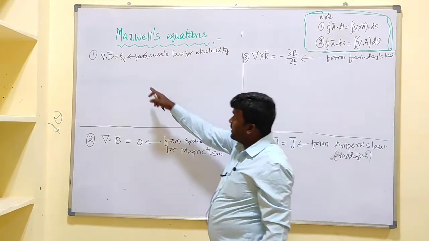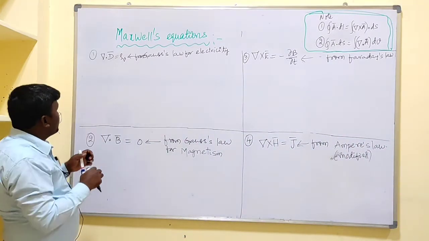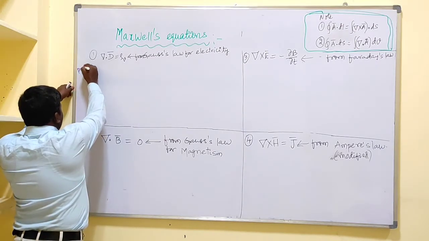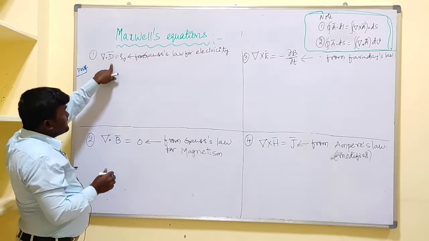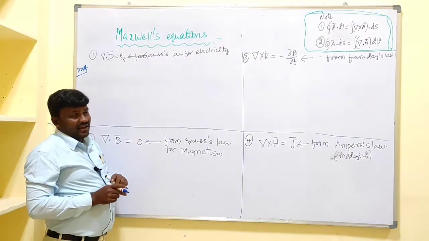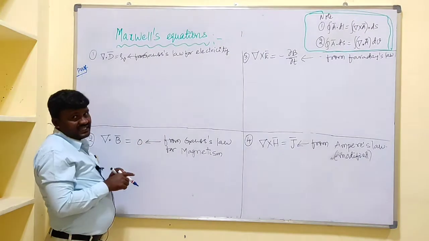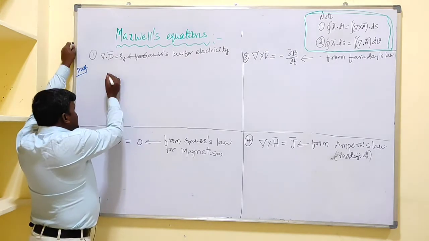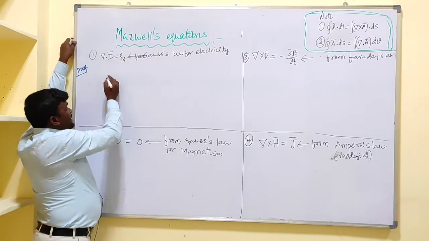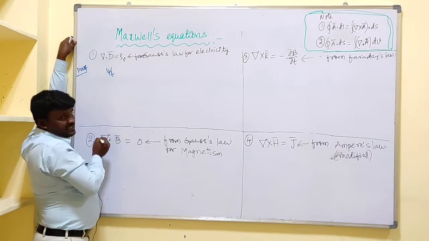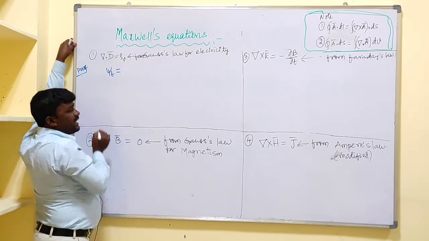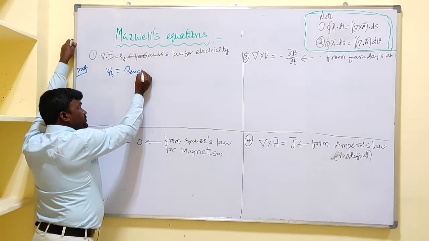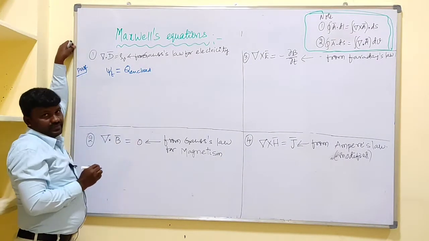First, we will see this one, that is del dot D equal to rho v. This can be proved like this. This is derived from Gauss law for electricity. Already we discussed Gauss law for electricity. What is the statement of the Gauss law for electricity? Here we have the statement: total electric flux through a closed surface is equal to the charge enclosed by the volume.